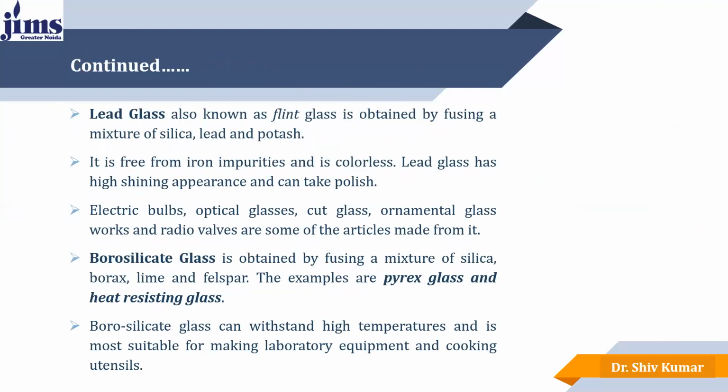The next is lead glass. It is also known as flint glass. It is obtained by fusing materials like silica, lead, and potash. It is free from impurities like iron and it is colorless. Lead glass has a high shining appearance and can take polish. Electric bulbs, optical glass, and some more types of ornamental glass, sometimes radio valves, are made from lead glass.